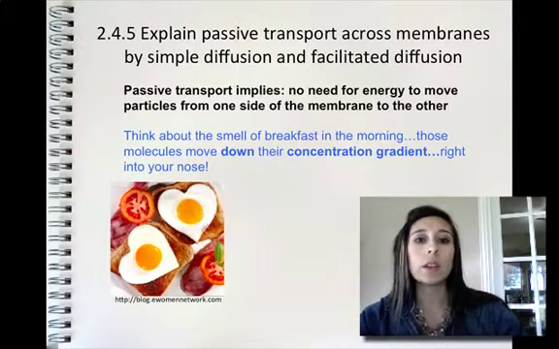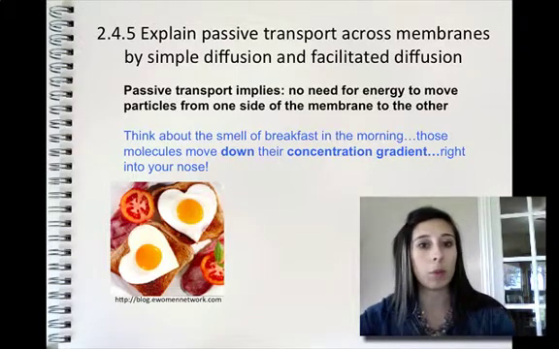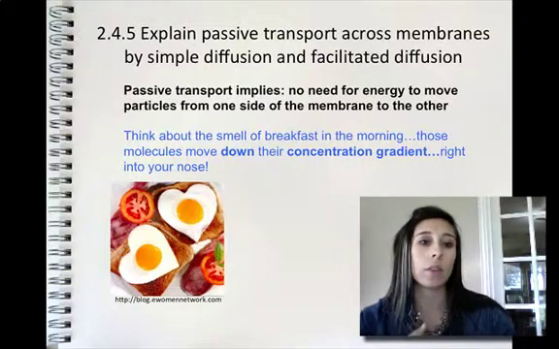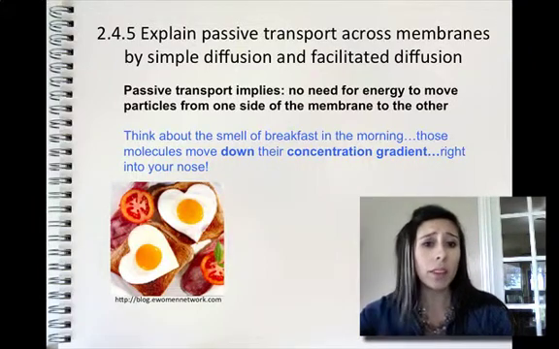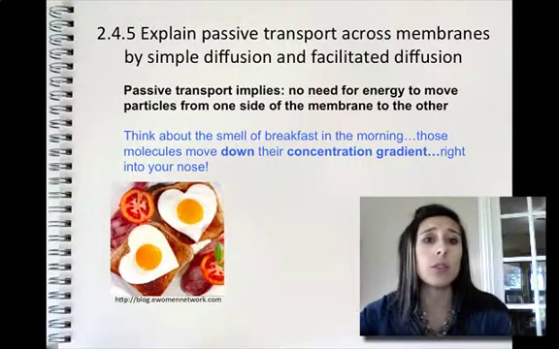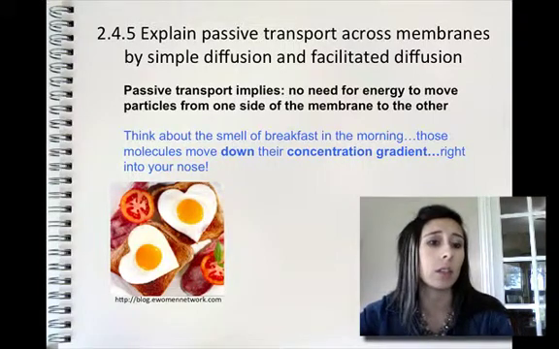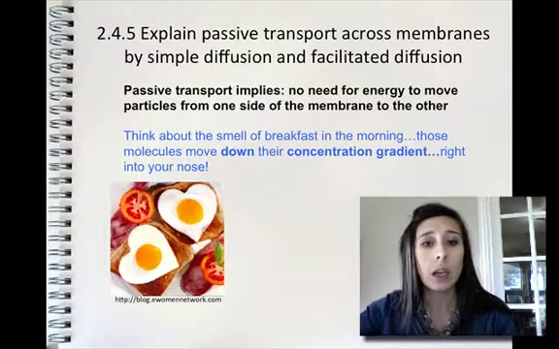And so they're moving down their concentration gradient. They're moving from an area of a high concentration of a smell to a low concentration of a smell. That in itself is diffusion right there. It's just the diffusion of these particles of food.